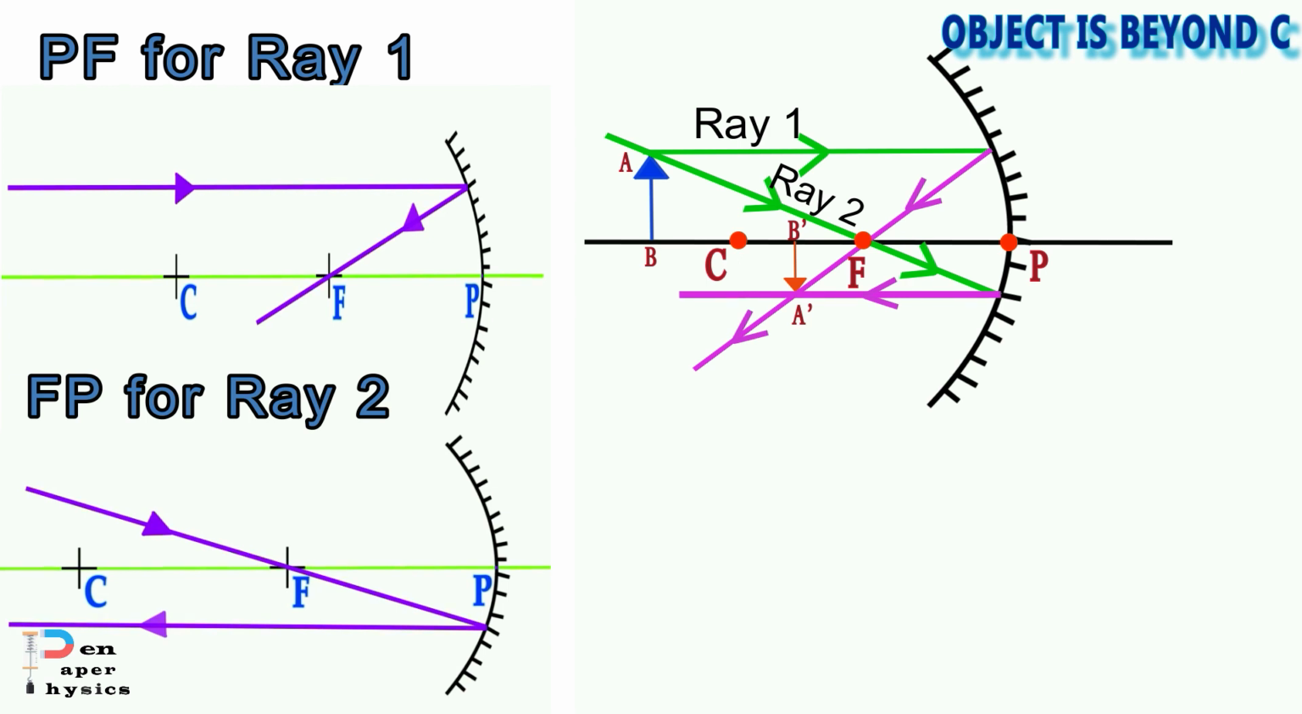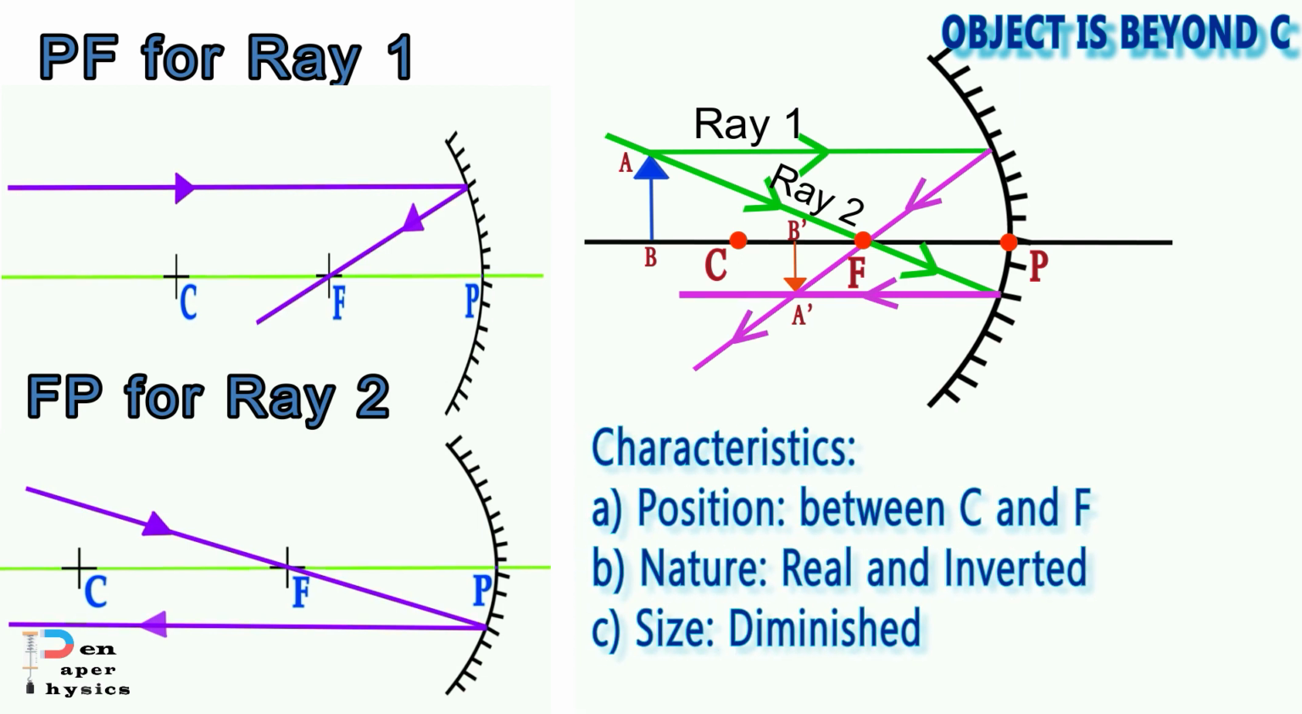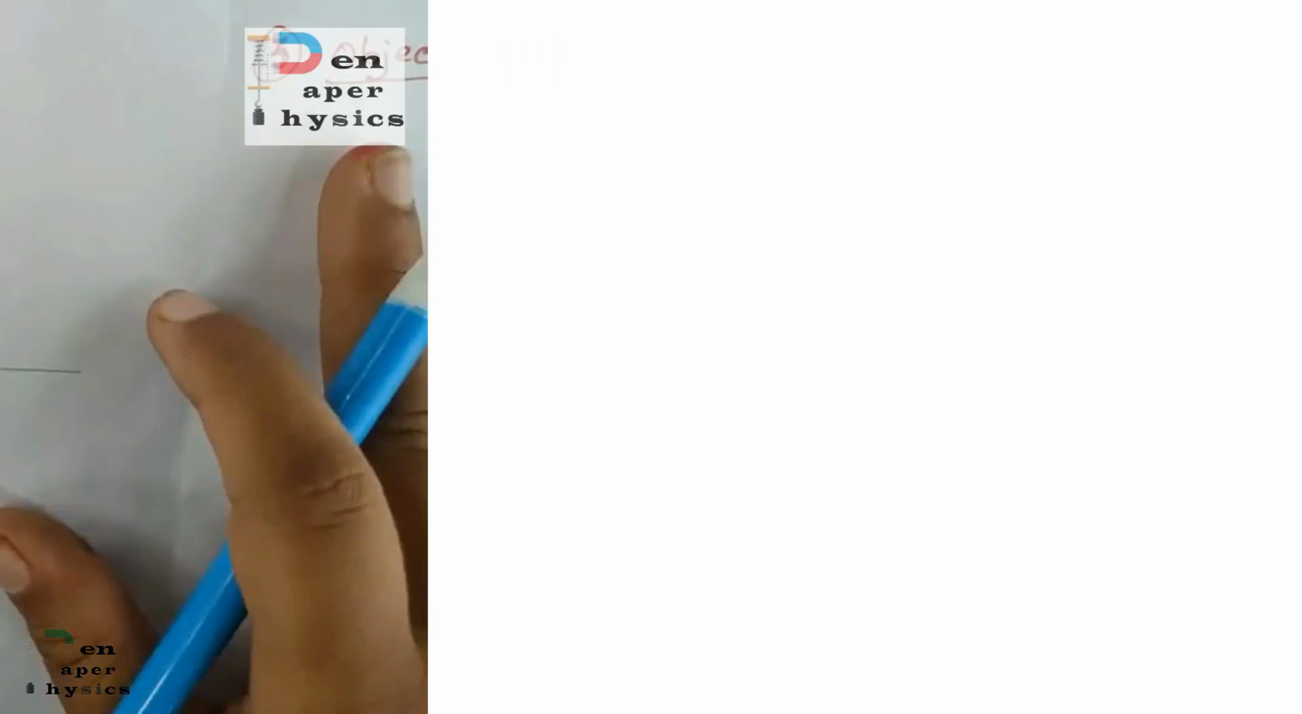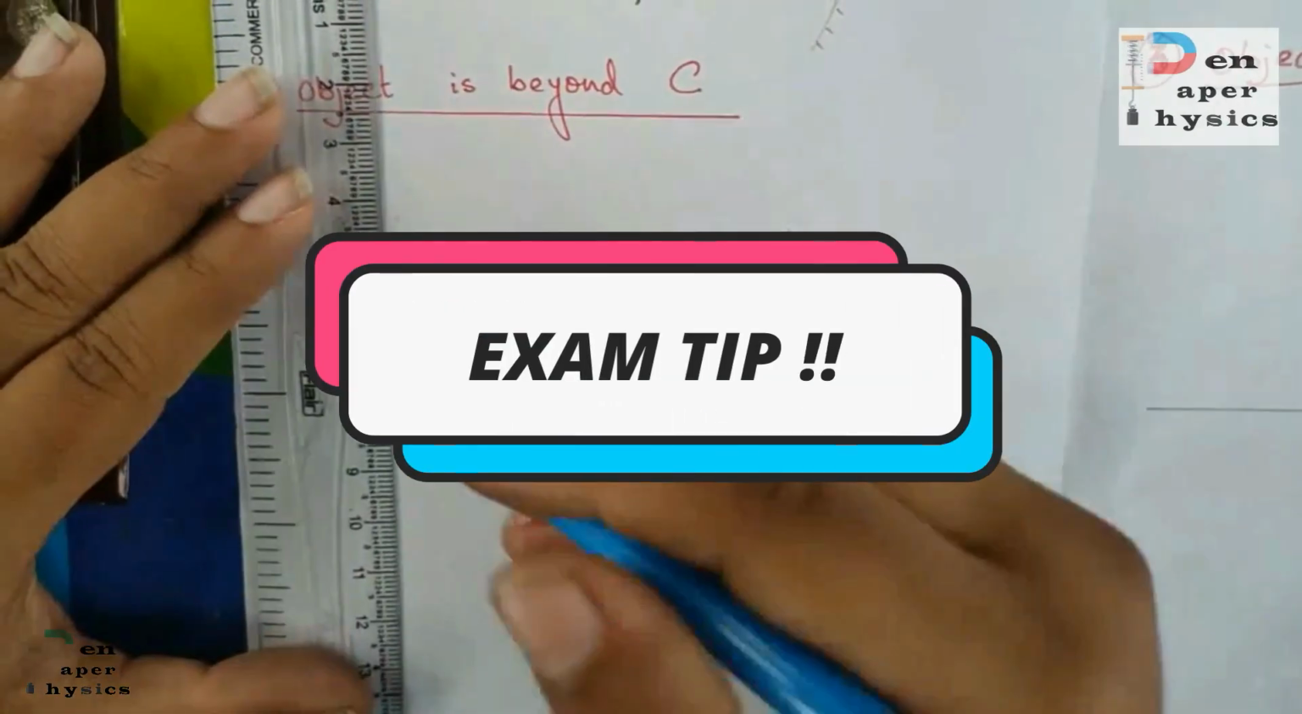So what are the characteristics of this image? The image is produced between C and F. It's real and inverted, as the reflected rays are actually meeting at a point. And since the size of the image A', B' is smaller than the size of the object AB, it's a diminished image. So here we will see now how to draw this in exam.